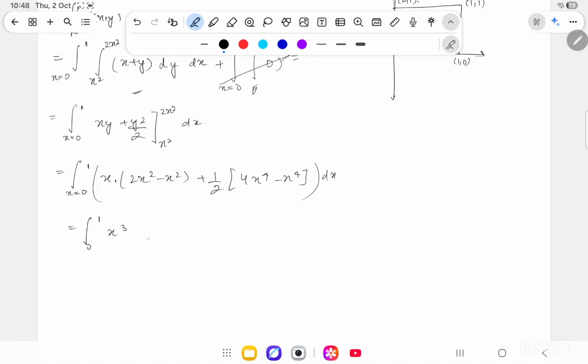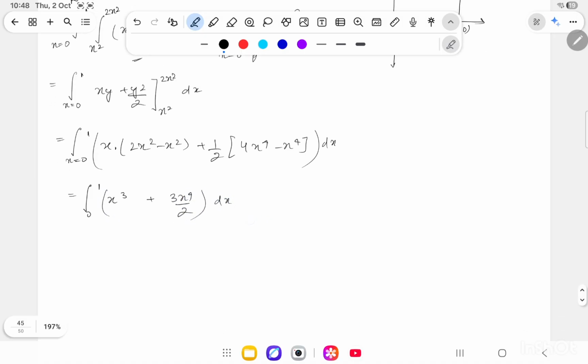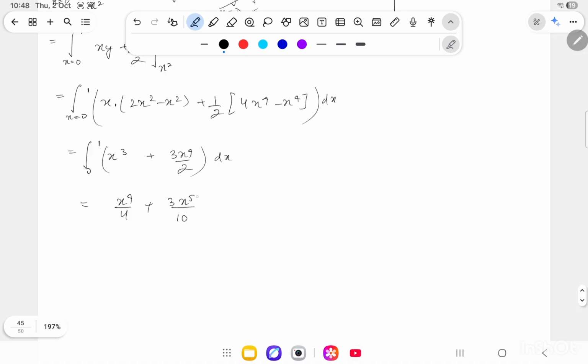That simplifies to the integration from 0 to 1 of x cube plus 3x raised to 4 by 2, dx, and it is equal to x raised to 4 by 4 plus 3x raised to 5 by 10, with limits varying from 0 to 1. So it will be 1 by 4 plus 3 by 10, that is 5 plus 6, that is 11 by 20. So this is the value of the integral that we are supposed to evaluate.